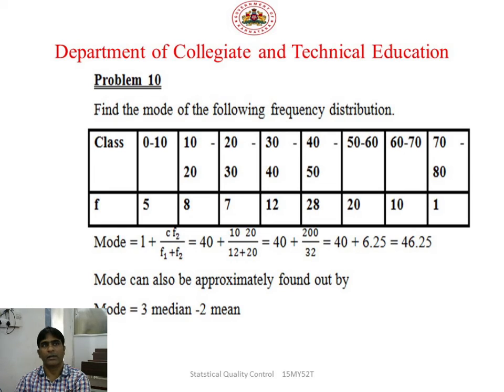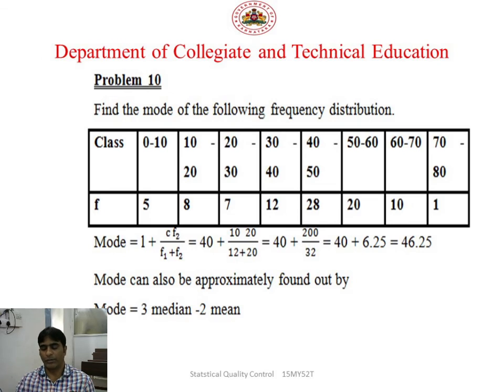We can also find mode is equal to 3 median minus 2 mean. That is also one of the ways. But here we have exactly calculated the mode, that is 46.25. When you want to calculate approximately, you can use the equation mode is equal to 3 median minus 2 mean. That is also one of the ways to calculate the mode.